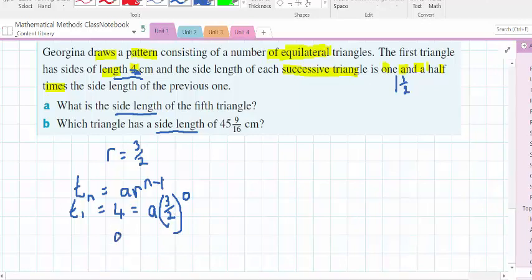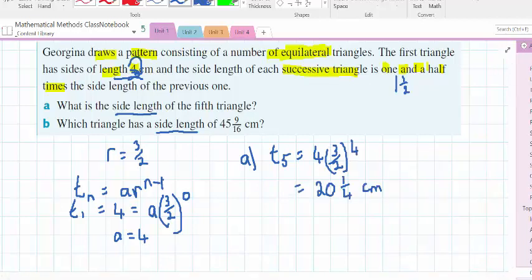And you might have been able to see that anyway without doing the calculation, because it did say the first one in the pattern had length 4, and that's the starting value, so perhaps you didn't even need to do that step. So we have a and we have r. We're in good shape then. And what is the side length of the fifth triangle? That's T5, so that's 4 times 3 over 2 to the power 4, 20.25 centimeters.